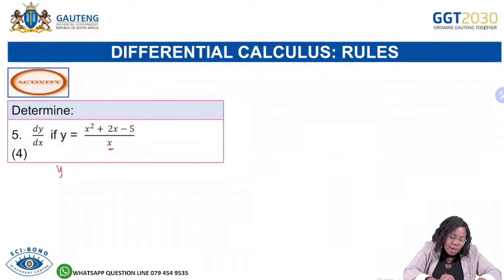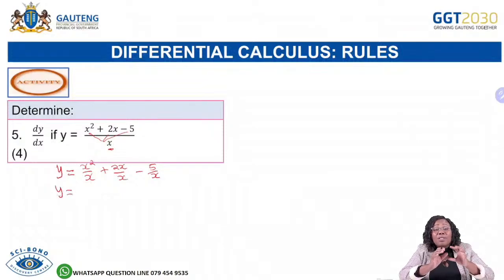We are having y is equal to, how are we going to do that? Each and every term is going to take this denominator now. We will be having x squared over x plus 2x over x minus 5 over x. And then we are still on y equals, because we are busy simplifying, we have not yet started deriving, we will continue writing y.